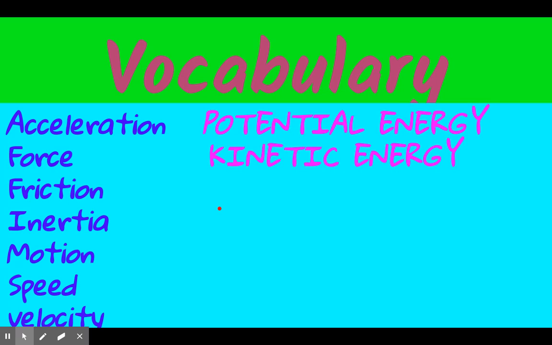So we have almost covered all of the vocabulary so far, but in today's lesson we'll be focusing on these two terms that are very, very important. That is potential and kinetic energy.